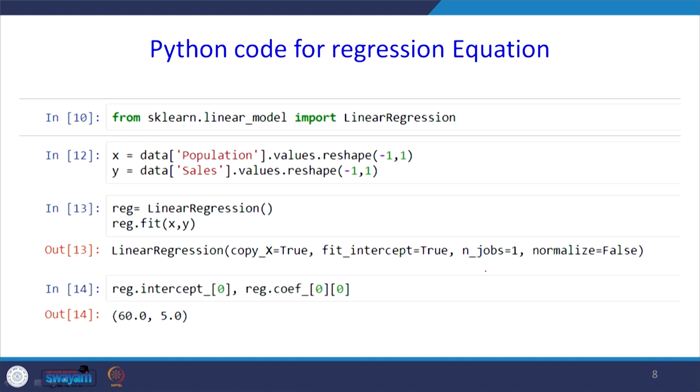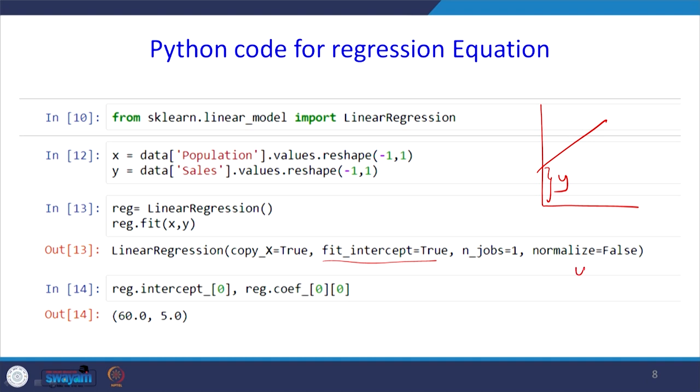What is the meaning of fit_intercept? Sometimes when you fit your regression line, suppose it is coming like this, there is a y-intercept, this much distance is the y-intercept. Sometimes you need not have the y-intercept, and for that you have to write False. The other one is normalize equal to False.